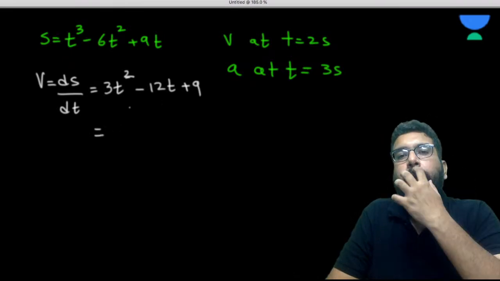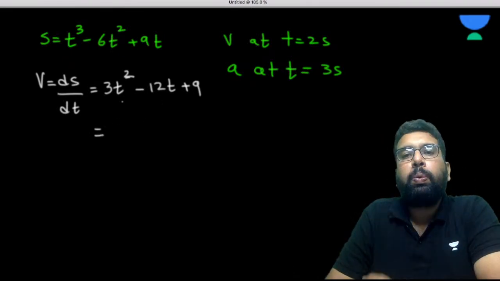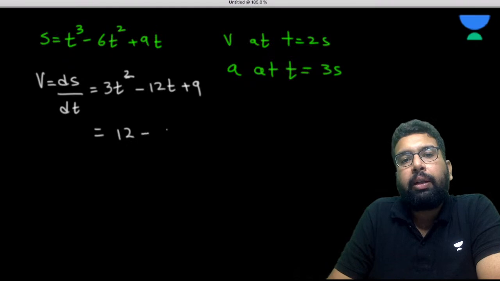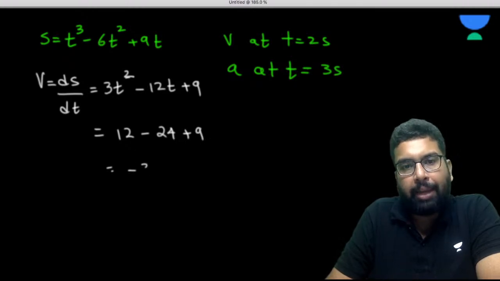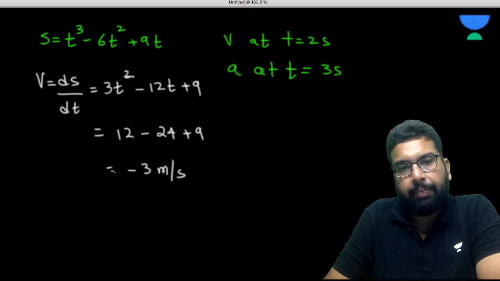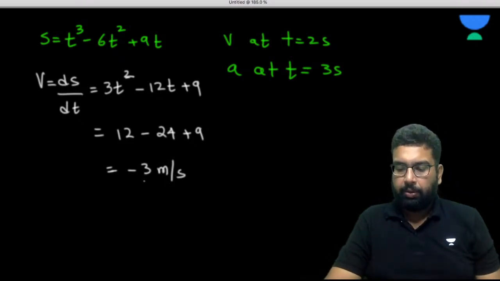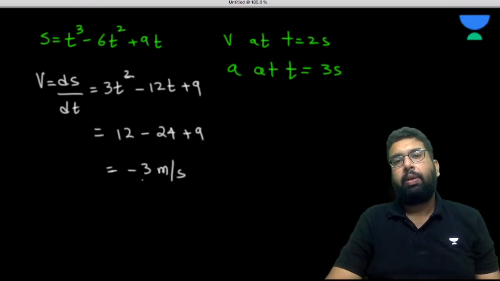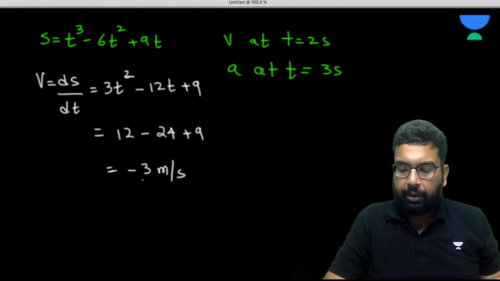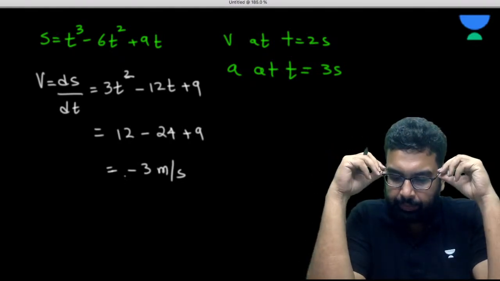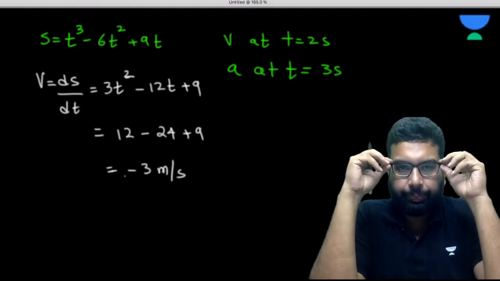So 3t square, so 3 into 4 is 12, minus 24 plus 9. So this is going to be how much? It is going to be minus 3 meter per second, isn't it? Yes or no? So you say minus 21. I think you have missed something. Right? Sign? Yes or no?